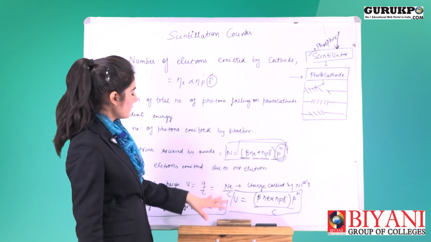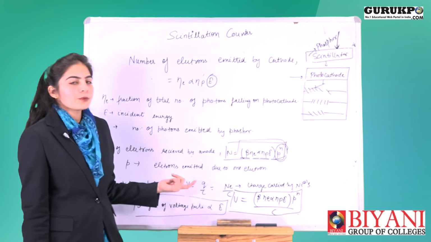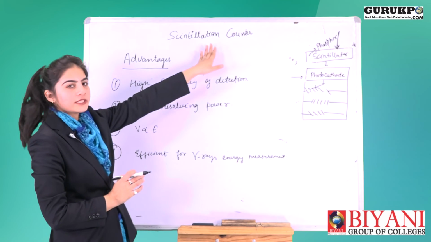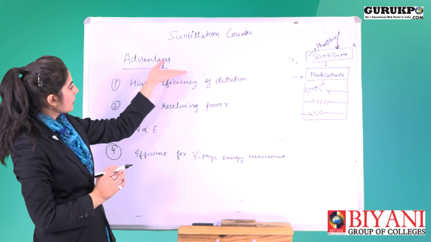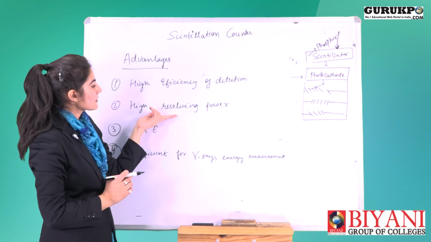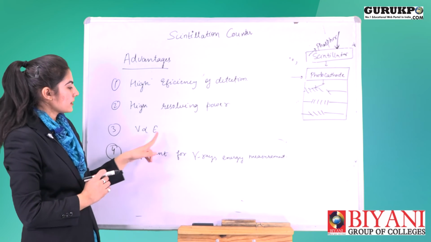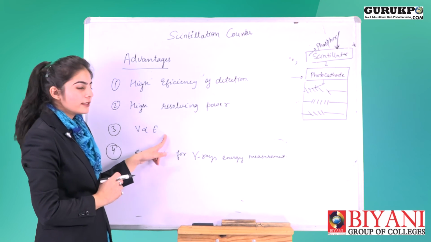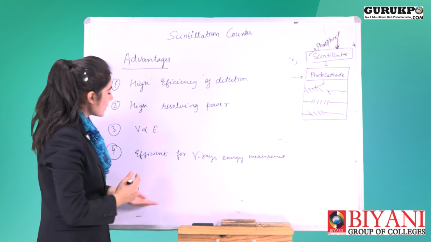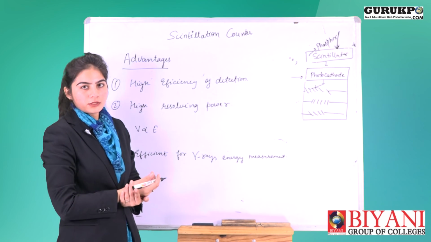So, this is the voltage pulse height. From all this we can say that the height of the voltage pulse is directly proportional to the energy of the incident particle. There are some advantages of the scintillation counter. The first is that it has high detection efficiency. Second, it has high resolving power, and the height of the voltage pulse is directly proportional to the energy of the incident particle. It is also very efficient for the detection of gamma rays, or for the detection of the energy of gamma rays.